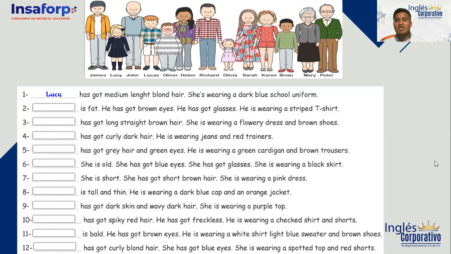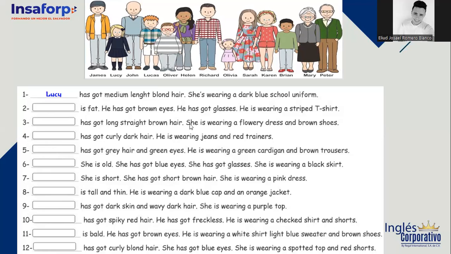Well, I think that we cannot listen to you clearly. You're probably having problems with your connection. But thank you very much. So Elmer, help me with number four. Number four has got curly dark hair. He's wearing jeans and red trainers. Is Brian. And the last one, Eliud, number five. Has got gray hair and green eyes. He is wearing a green cardigan and brown trousers. Is Peter. Peter, okay.